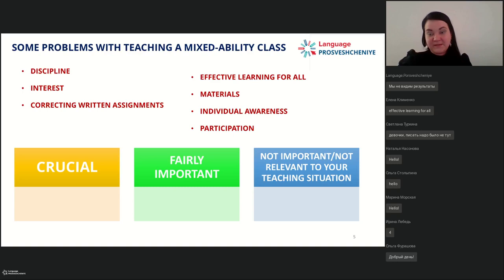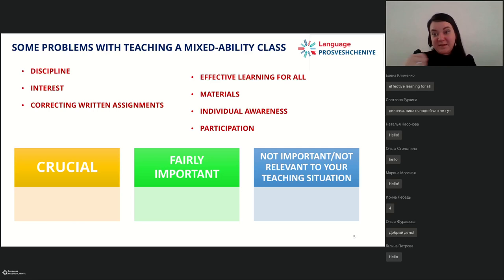So, of course, we should invest our focus, first of all, in these type of problems. As for fairly important problems, we would like to be able to deal with these problems, but they are not our top priority. So when we are prioritizing which to do, we might not really pay too much attention to these problems. And if a problem is not important or not relevant to your teaching situation, then we should not solve it at all, as it does not exist, right?